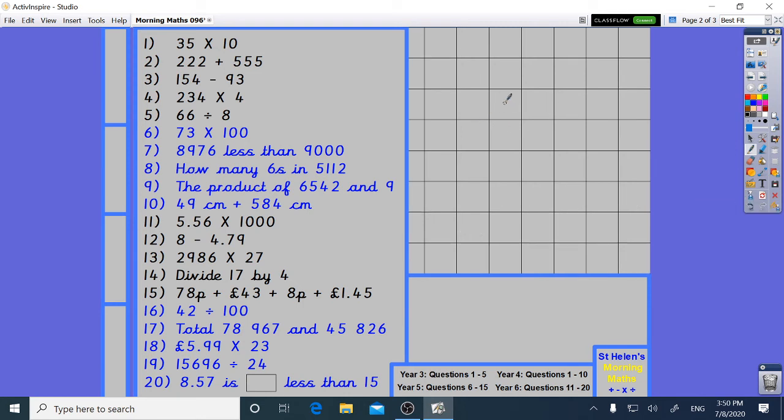599 times 23. Okay. Long multiplication, I think, for this question 18. 599 times 23. It's like £6 times 20, that's an estimate. 6 times 20 is 120, so it should be something like 120 in the end. Just very roughly.